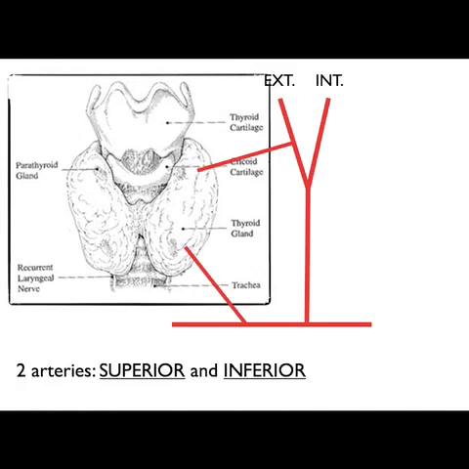In terms of the blood supply to the thyroid, there are two important thyroid arteries. These are the superior thyroid artery and the inferior thyroid artery. The superior thyroid artery is a branch of the external carotid, and the inferior is a branch of the subclavian.